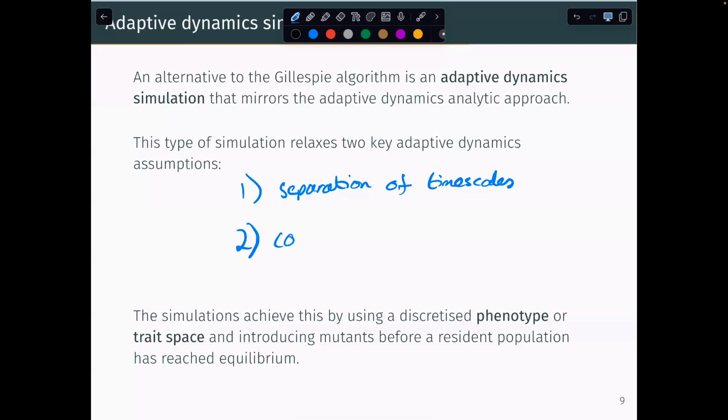The other thing that we assume typically is that our phenotypes in our model are continuous. I'm putting it in brackets here because it's not quite technically that, but we're assuming that we have very small mutations, that our mutant is very, very close to our resident. That allows us to take our derivatives, right? So essentially we've got these continuous phenotypes with very small mutations.